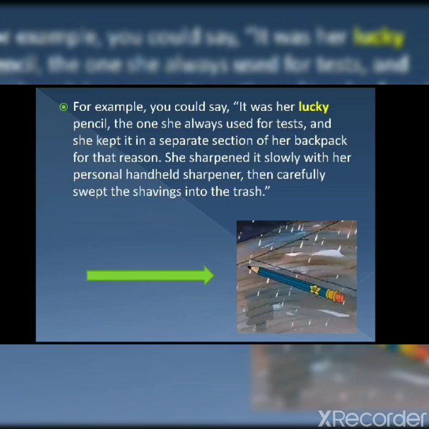So you can see, children, how we made just an ordinary pencil a very important one just by the writing style. It is just an ordinary pencil, but when we described it using certain adjectives like lucky, the importance of the pencil increased, and it is also giving the readers its purpose, that the girl used to use this pencil during her class tests.